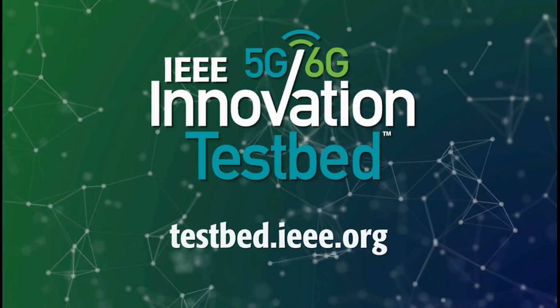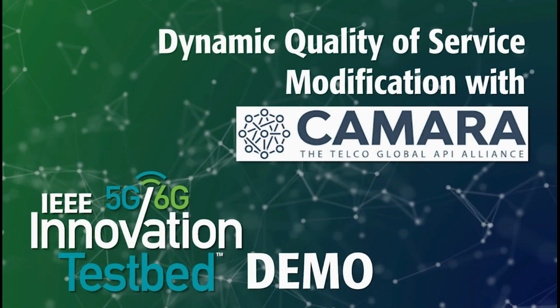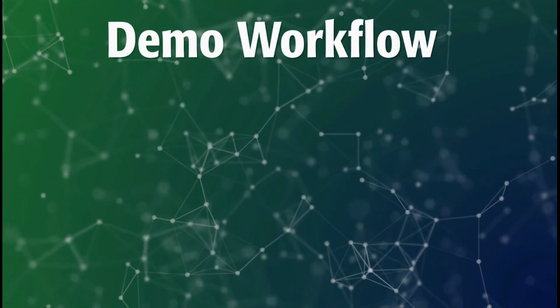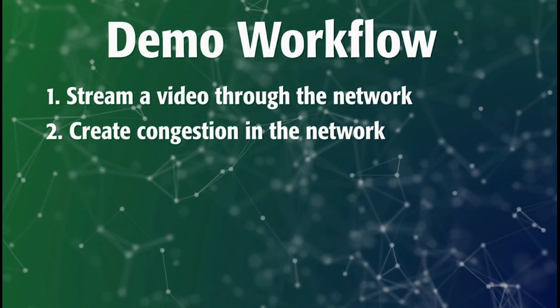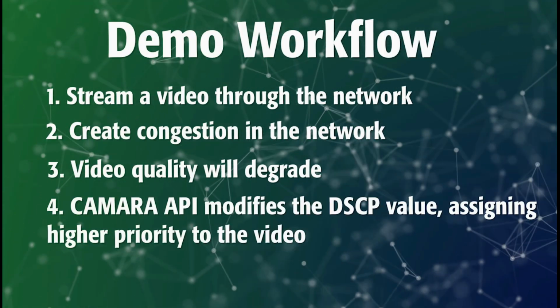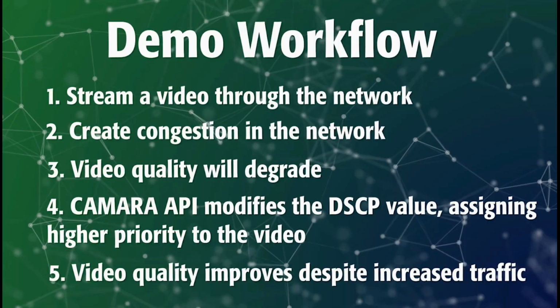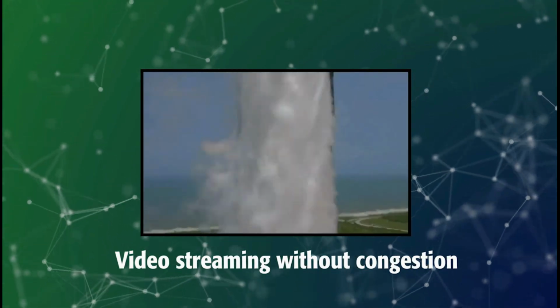automation, and lifecycle management. In this demo, we are going to look at dynamic quality of service modification that's enabled by the Camara project, and we'll stream a video through the network and then create congestion in the network that degrades the quality of the video. But we'll use an API to modify the DSCP value, and that will improve the quality of the video.